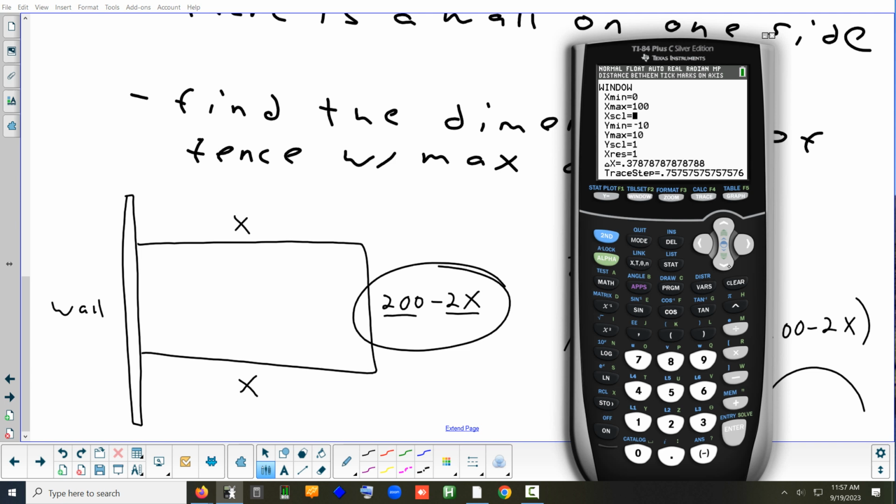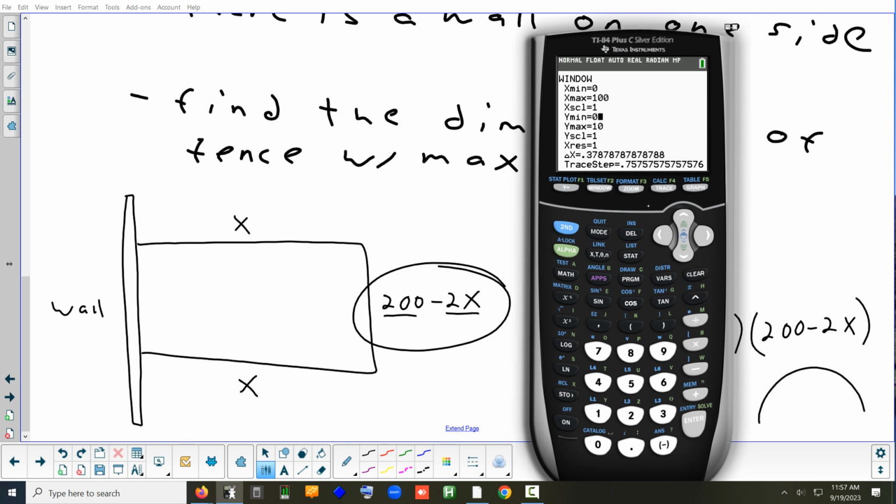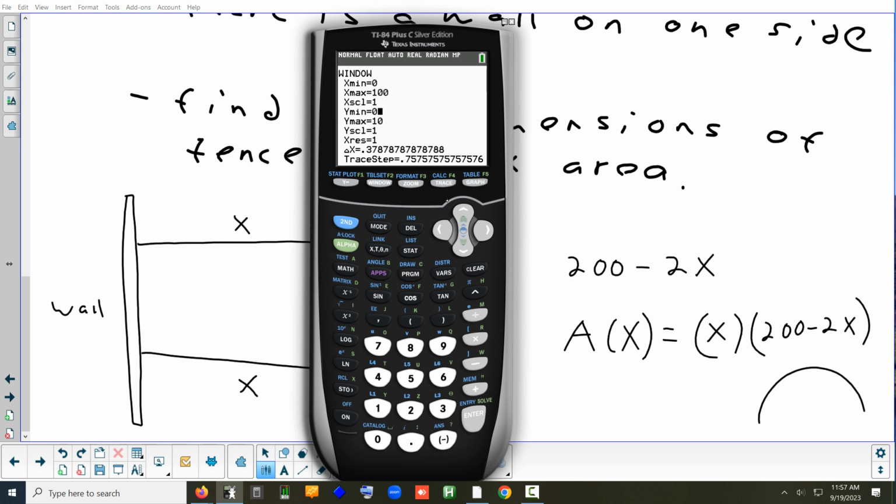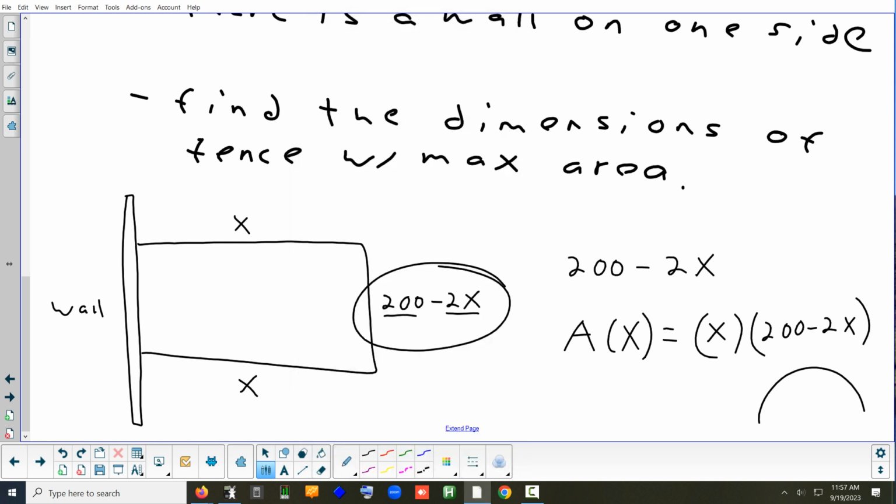Now, area. What kind of number is area always going to be? It's always going to be positive. Now, let's pick a value for x and just type it in and see what kind of number we get. If we plug in, say, 5 for x, what's 2 times 5? 10. What's 200 minus 10? 190. Can someone type in, what's 190 times 5?